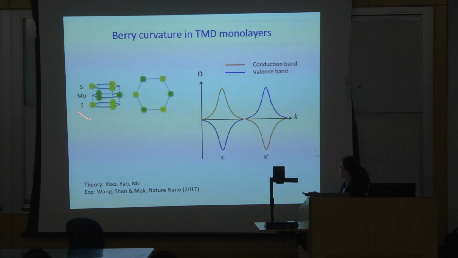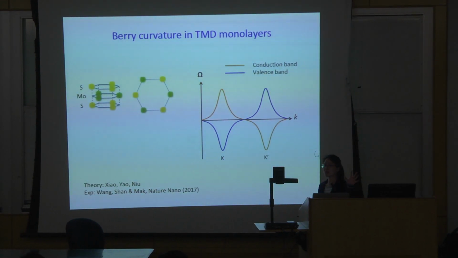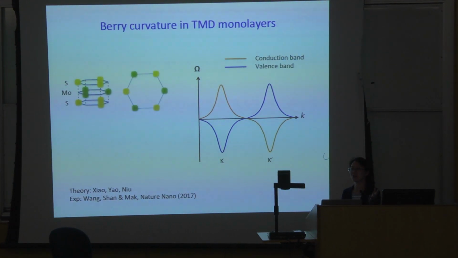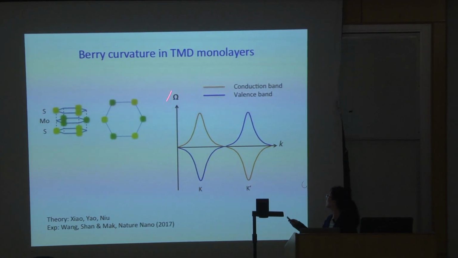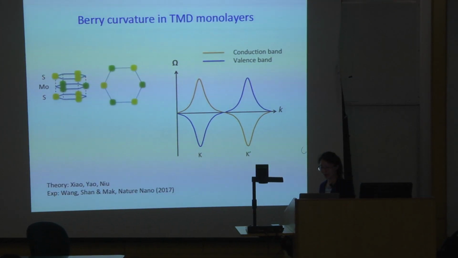And luckily, in the system I told you about, there is no inversion center for monolayer molybdenum sulfide, for example, as shown in this picture. Because of that, there is non-zero Berry curvature somewhere in the electronic band, right? And luckily for this system, the maximum of Berry curvature happens at the K and K prime points, where the interesting physics happens. Electrons sit there. So this is kind of important. It's a lucky consequence, okay?